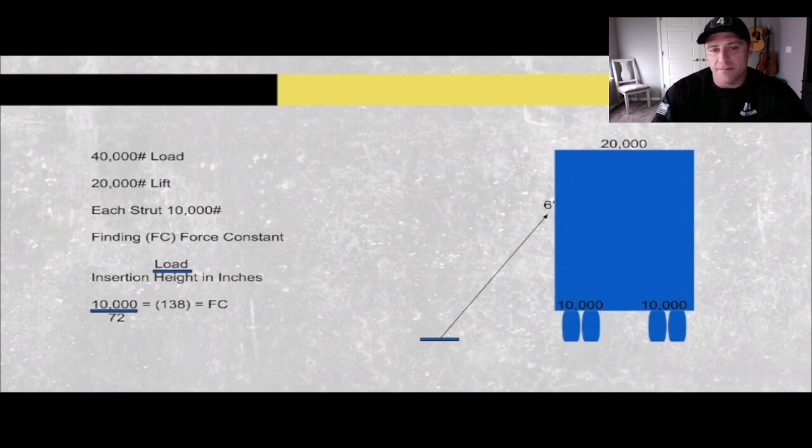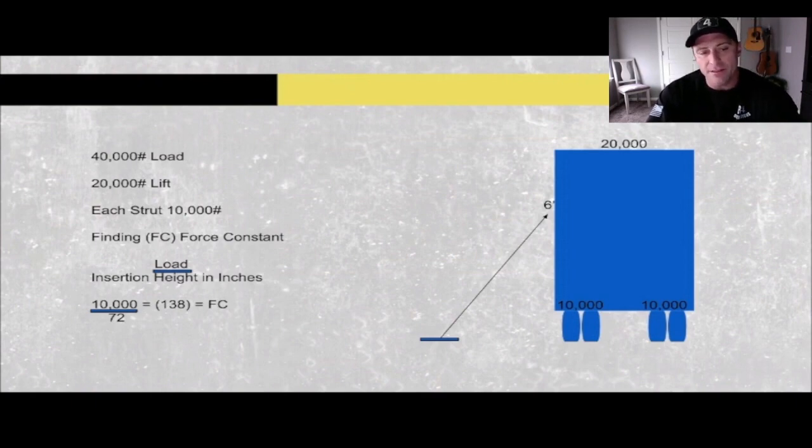So I want to find, in a vertical configuration, how much weight is in each inch of that 6 foot strut. So I'm going to take that load, that 10,000 pound load, and I'm going to divide it by 6 feet in inches, which is 72 inches, and I'm going to get 138 pounds.